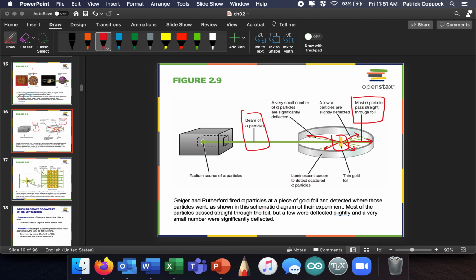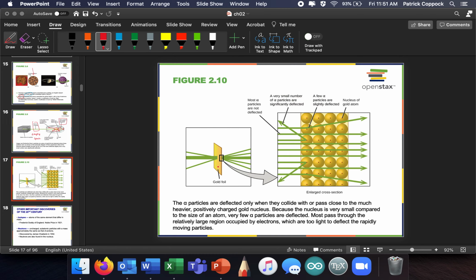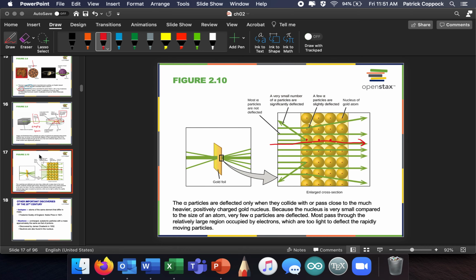And so he said an atom is mostly empty space. Wow. So here's another example of that. Here's the gold foil and your alpha particles, which are pretty big. They're essentially helium nuclei. They're mostly going to go straight through, right? And so here's the nucleus of an atom. Here's another nucleus of an atom. Here's another nucleus, right? And if you shoot an alpha particle, most of them go straight through. And that's how he said that atoms are mostly empty space. And that was Ernest Rutherford.